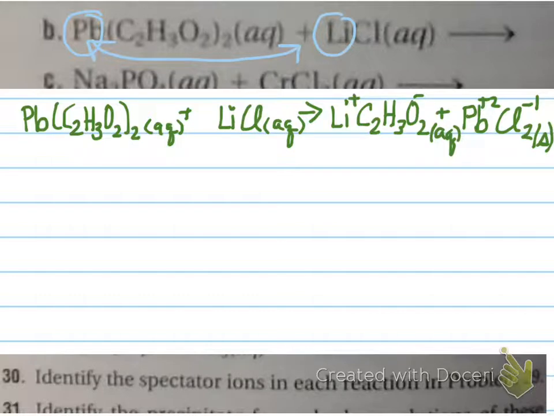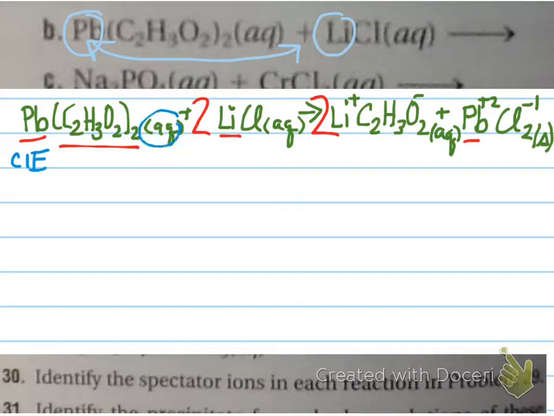So next step, I'm going to balance this. So balancing this, 1 lead, 2 acetate, so I need a coefficient of 2 in front of lithium acetate, 1 lithium, 2 lithium, so I need a coefficient of 2 in front of lithium chloride, and then 2 chlorides and 2 chlorides. So now I'm ready to make this a complete ionic equation.